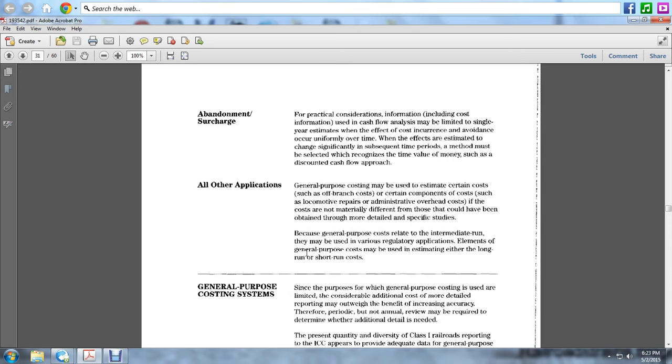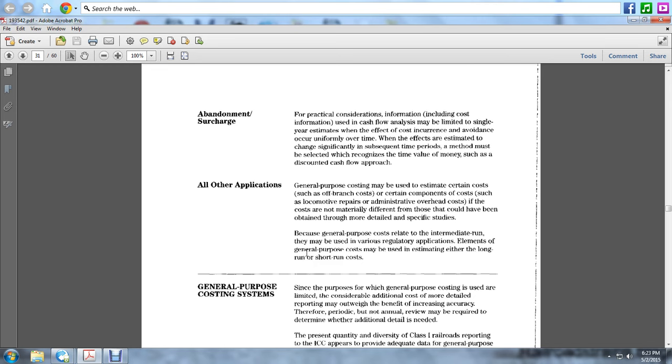Abandonment and surcharge. For practical consideration, information on costs and cash flow may be limited to single years, estimated with the effect of the cost increase avoidance occurring uniformly over time. When the cost is estimated for significantly subsequent time periods, a method must be selected to recognize the time value of money, such as a discounted cash flow approach.